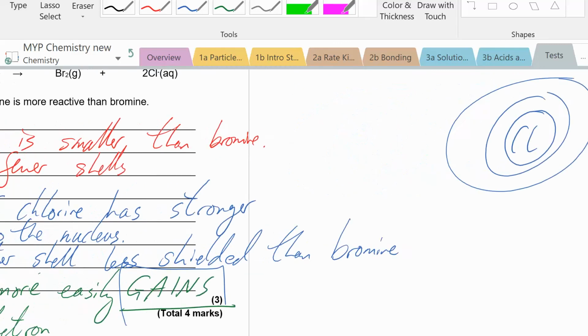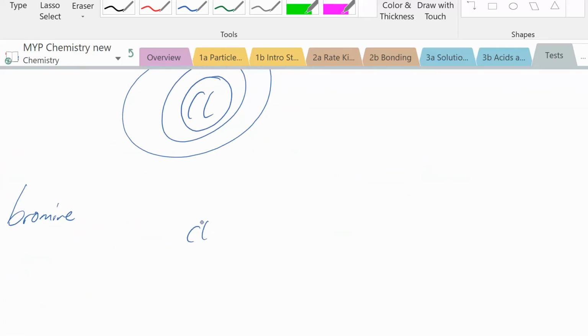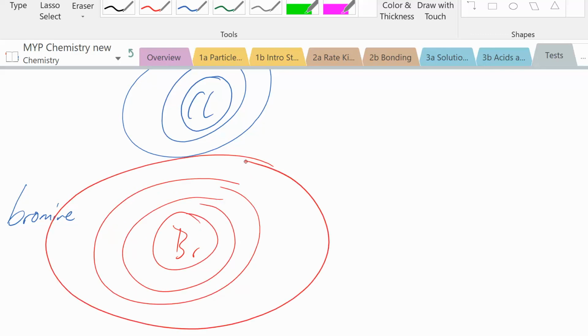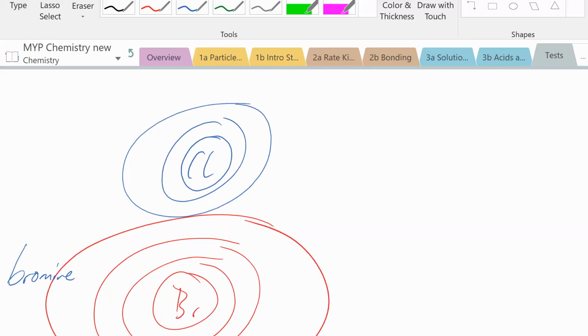So to just put that in diagram form, essentially if you have chlorine, you have 1, 2, 3 shells, whereas bromine has 1, 2, 3, 4 shells. So if there's an electron coming in, the positive nucleus, so the big positive charge is in the center of each atom, highlighted in yellow. So that attraction, it's a lot easier for chlorine because it's closer, because there's less shells in the way.